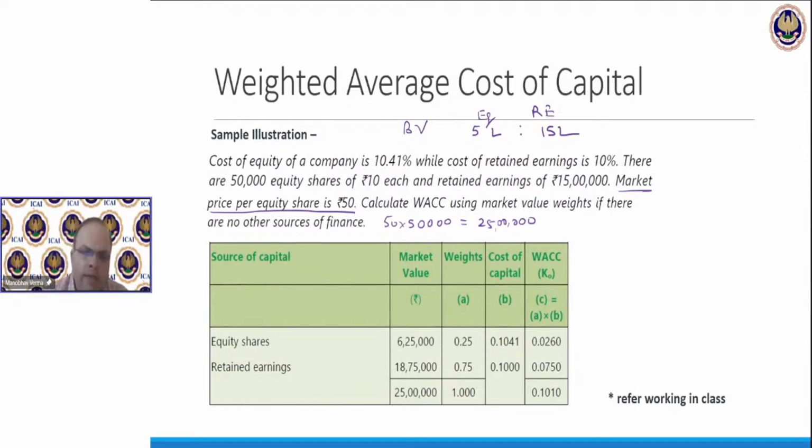So 1:3 means we're looking at 25 lakhs into 1/4 and 25 lakhs into 3/4. That means we're looking at 6.25 and 18.75, guys. And since we had individual cost of capital at 10.41 and 10, that weight is being used here. And hence the WACC from the perspective of equity shares and retained earnings is 10.10. Yes, everyone okay here? Can you please confirm?